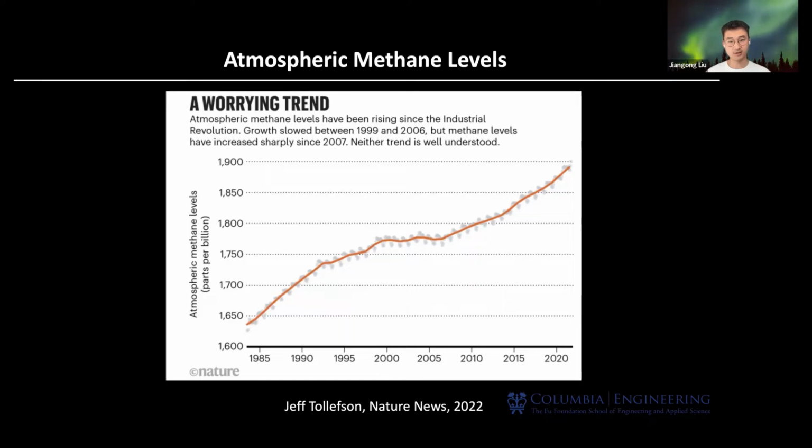Which means natural wetlands, for example, are the single largest natural source of methane that can be produced by biological activities. And there are also some studies finding that methane leaks from the pipelines, which I think Paul is looking at. Yeah, they also contribute to this increase in methane.